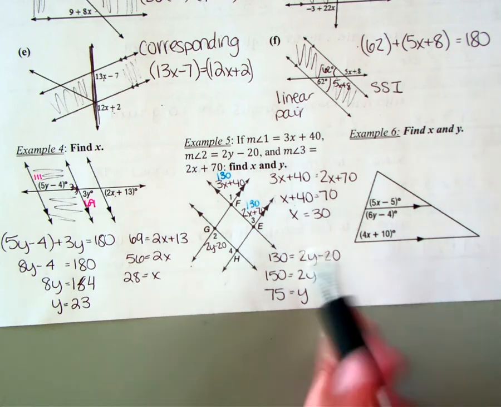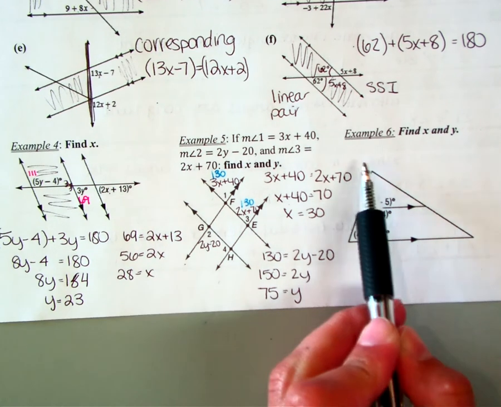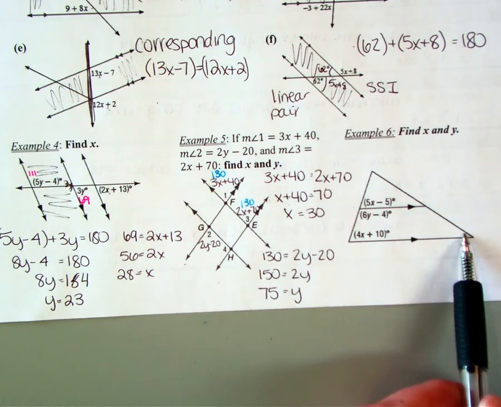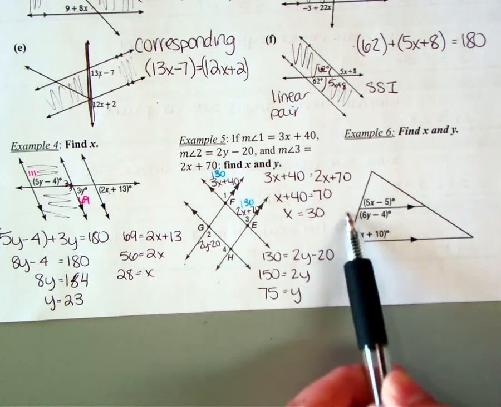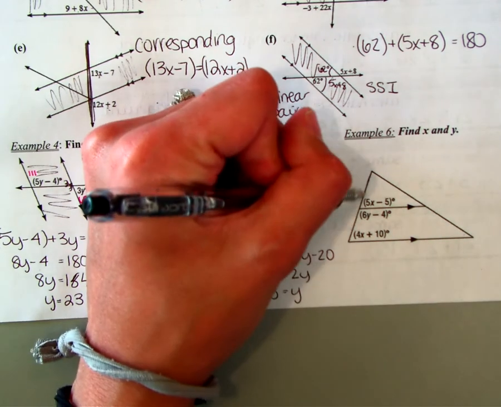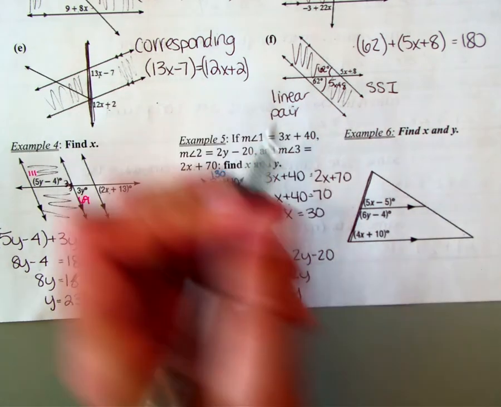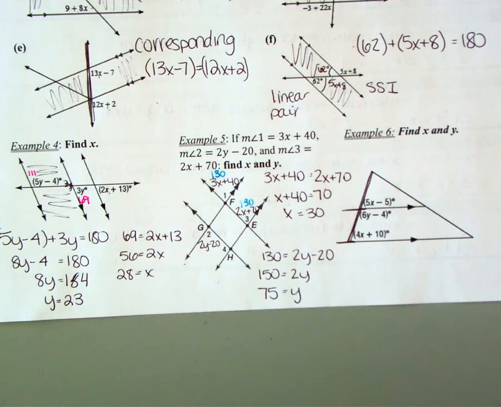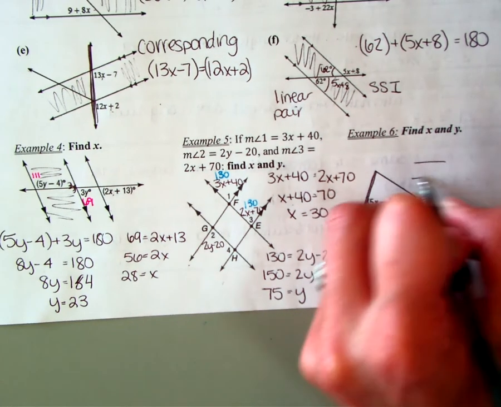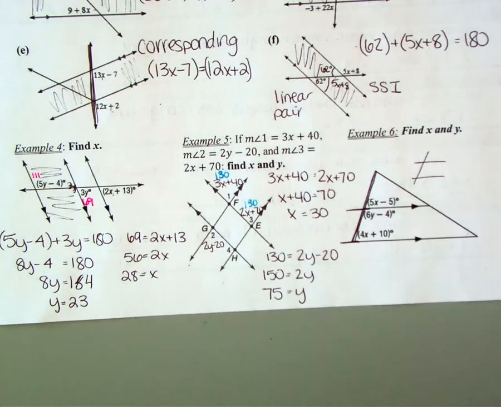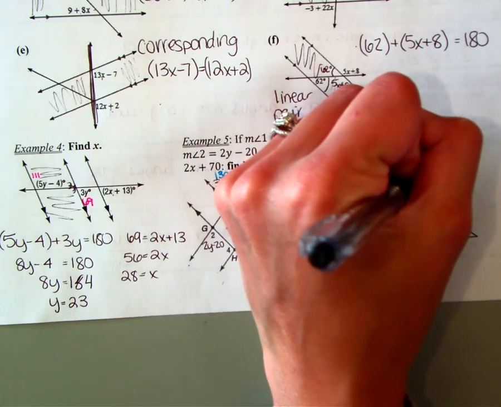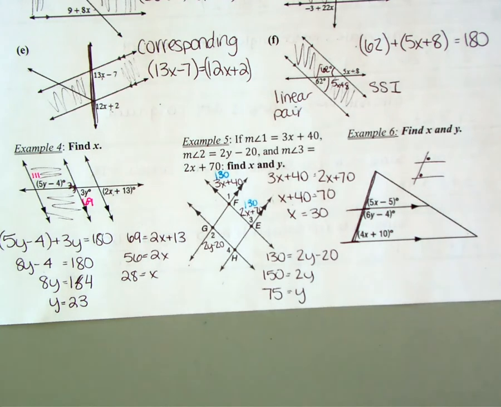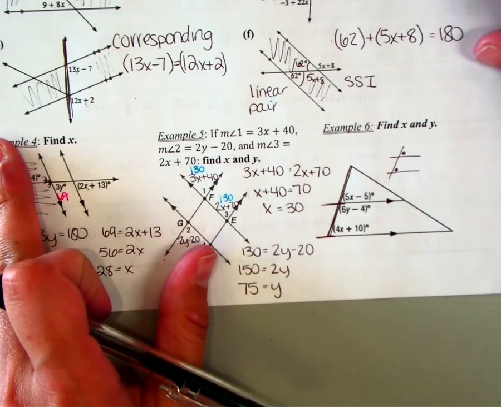The last one. So in example 6, we actually have a triangle, but it has some parallel lines. With those parallel lines, we can actually see that one side of the triangle is acting as a transversal. So I like to draw it out just a little bit so it looks like the other ones that we've seen. So essentially, it looks like that. So we see that we have a 5x minus 5 and a 4x plus 10. So since we have the same variable in those equations, we need to check their angle relationship first.